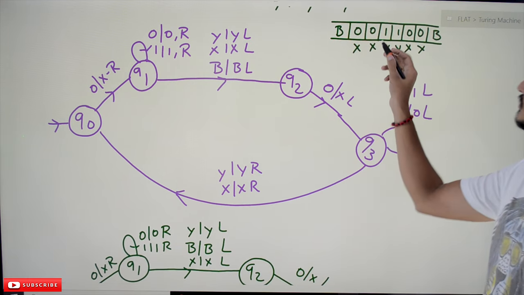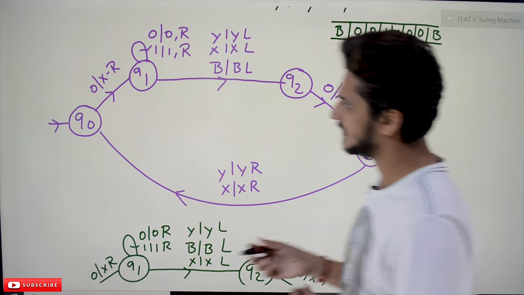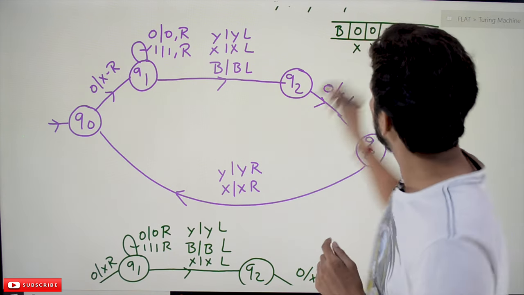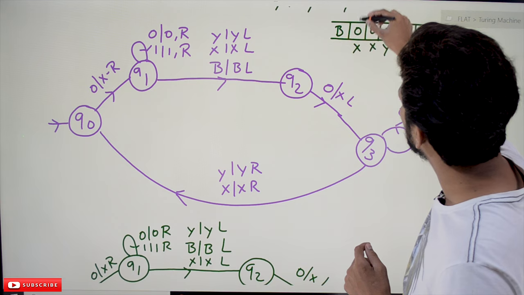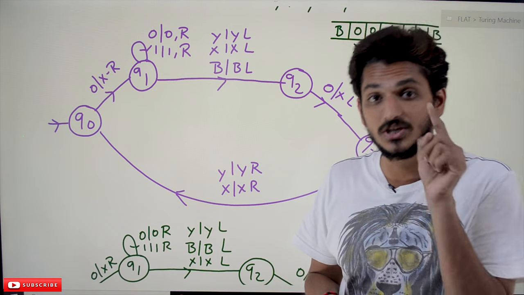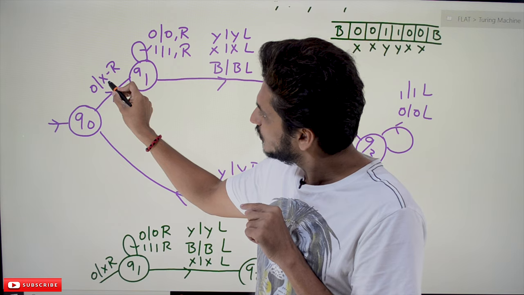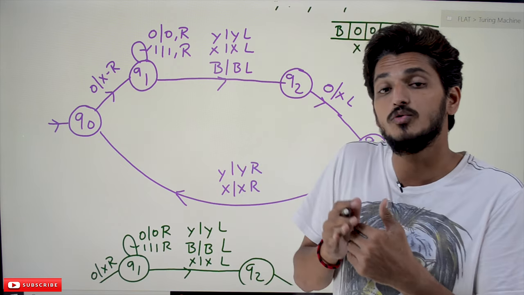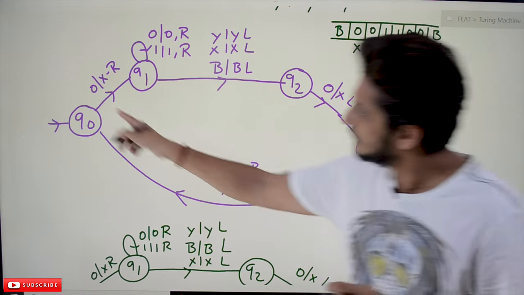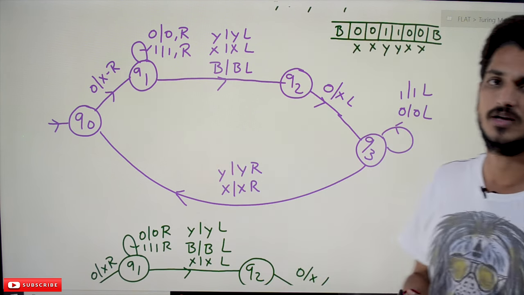Take the input symbol 001100. This is the input symbol we have taken, and step by step we will start from the Q naught state. The input starts from here, means our control starts from here on Q naught. If you see the input 0, convert it into x. And which side do we have to move? We have to move right side. This is what this says. On Q naught, if you see the input symbol 0, we will convert it into x and we will move to right side.